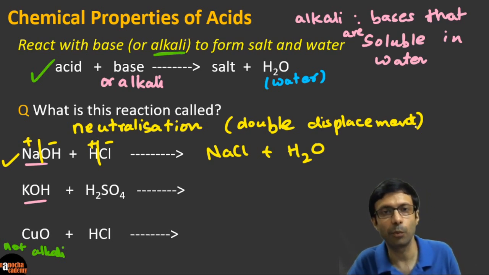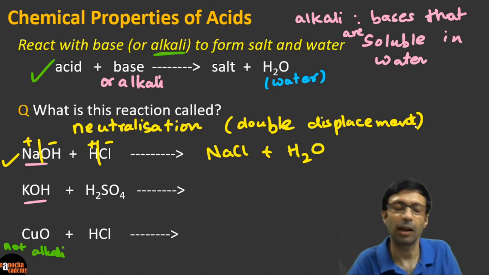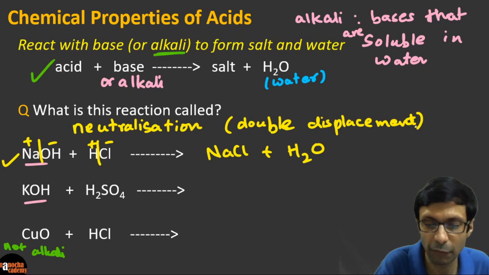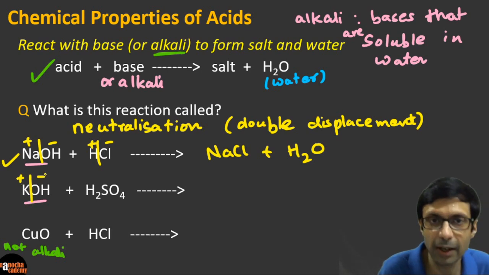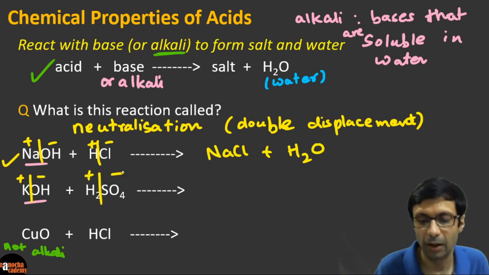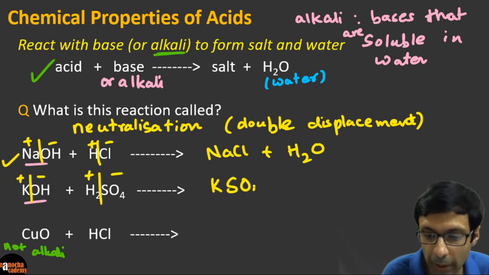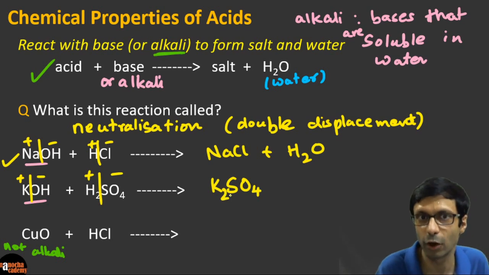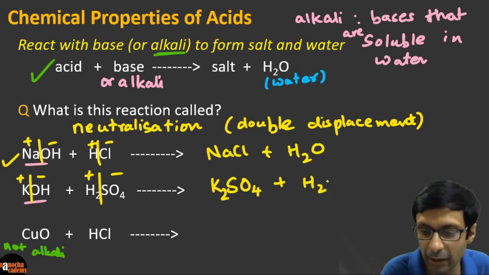Same way, let's see if we can predict the next one, right? So we know that KOH is an alkali, sulfuric acid is an acid. So what is the reaction going to be? Here we split it up into potassium and hydroxyl ion, and here it's going to split into, again I'm not writing the balance here, just splitting it into plus and minus, right? And so when it combines with SO4, it's going to be K2SO4, not KSO4, because sulfate has a valency of 2. So again double displacement, and you're going to get plus water.